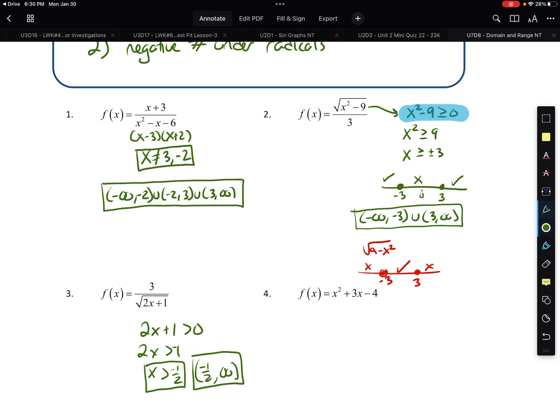With the last one here, problem 4, our domain is all reals. There's no issue with a parabola, no issue with a quadratic. Every single number can be plugged in there. So whereas the other ones have issues, this has no issue at all.